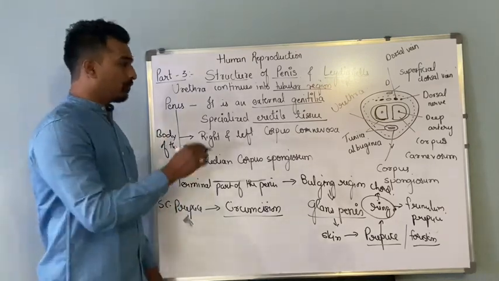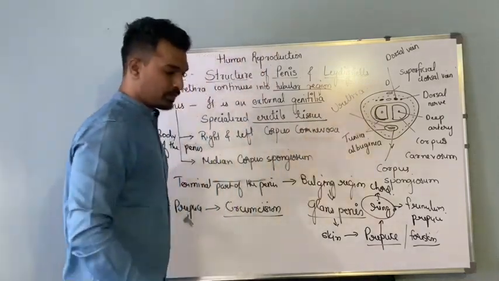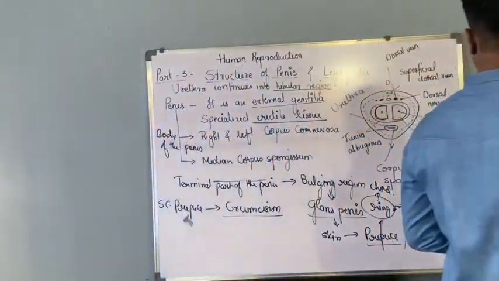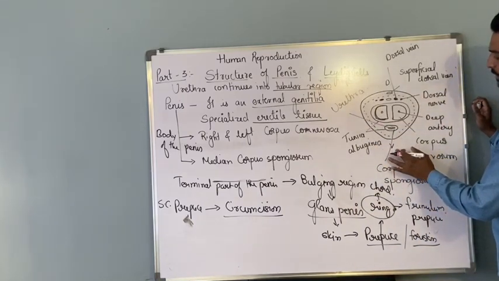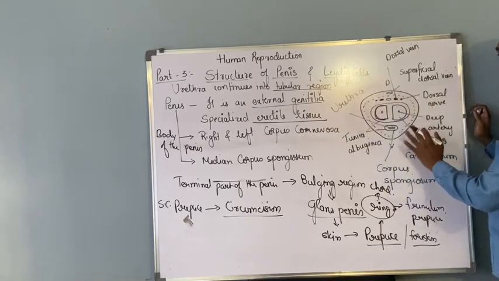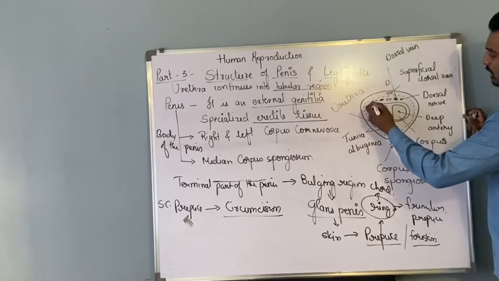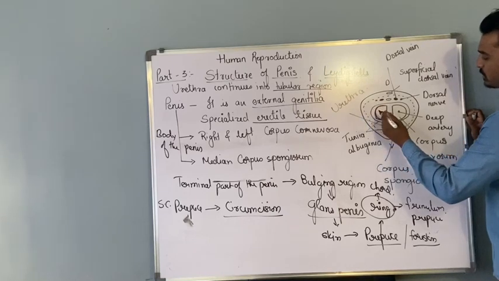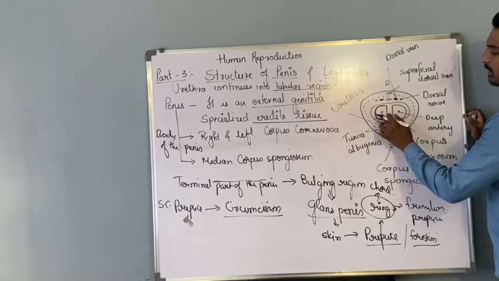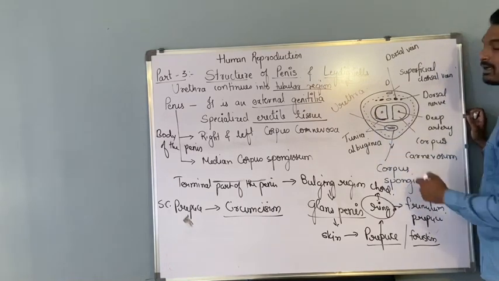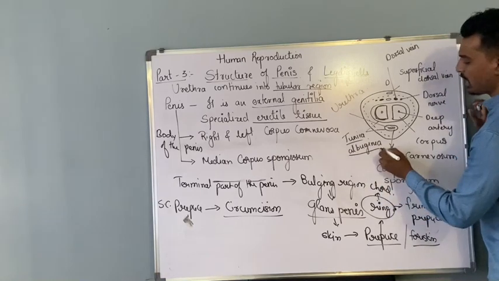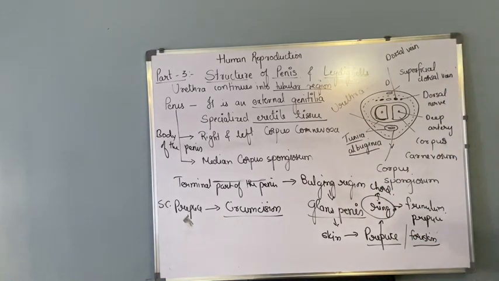Now, as you studied, if you see the structure of the penis, here you can clearly see the dorsal section, the ventral region, and the TS of the penis. The corpus cavernosa, left and right, and a median corpus spongiosum, are covered by a white fibrous connective tissue called tunica albuginea. Tunica albuginea covers the layer of the corpus cavernosum and corpus spongiosum.